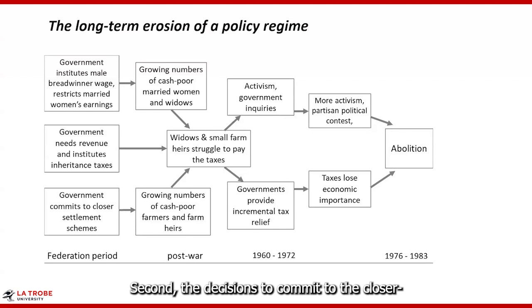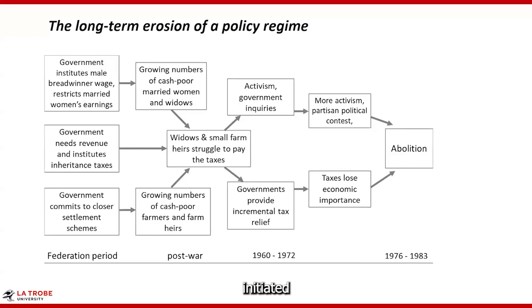Second, the decision to commit to the closer settlement schemes initiated by the pre-Federation governments. This eventually created a class of small family farmers who never amassed enough liquid assets to pay taxes on the transfer of the farm in its own time. It also took some time for this class of people to develop into a politically influential interest group.